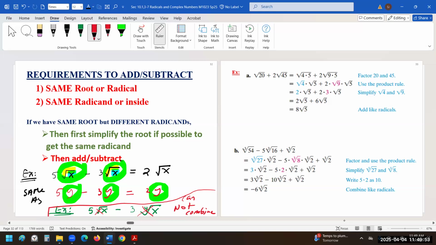Now, the second term has a coefficient, so we need to multiply the coefficient with whatever we got after simplifying the 45. At the end, we got 2 square root of 5 from 20 and 6 square root of 5 from the second term. Now if you compare them, do you have the same radicand, the same inside? Yes, we do. That means we can combine their coefficients. We have 2 plus 6, so we have 8 of them. 8 square root of 5.